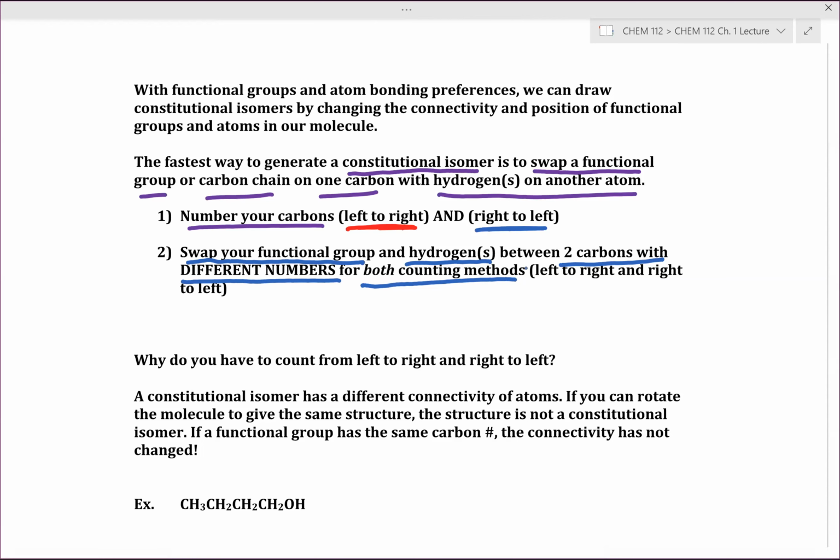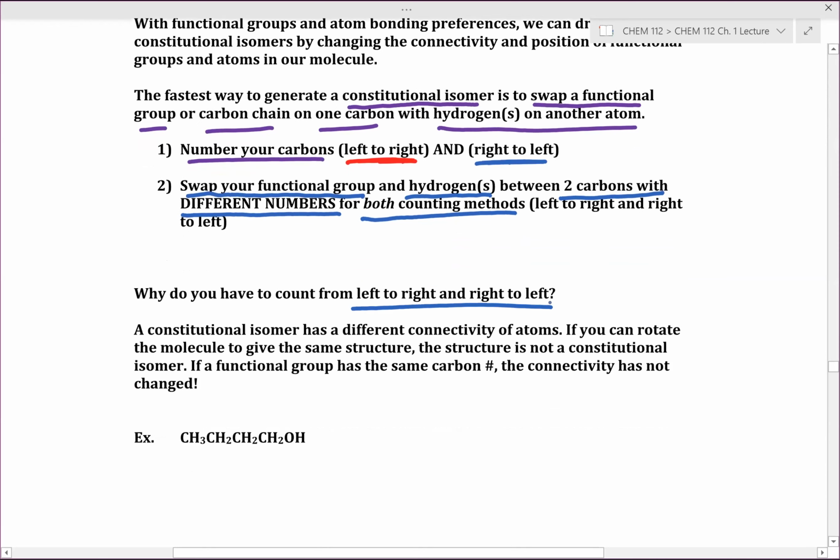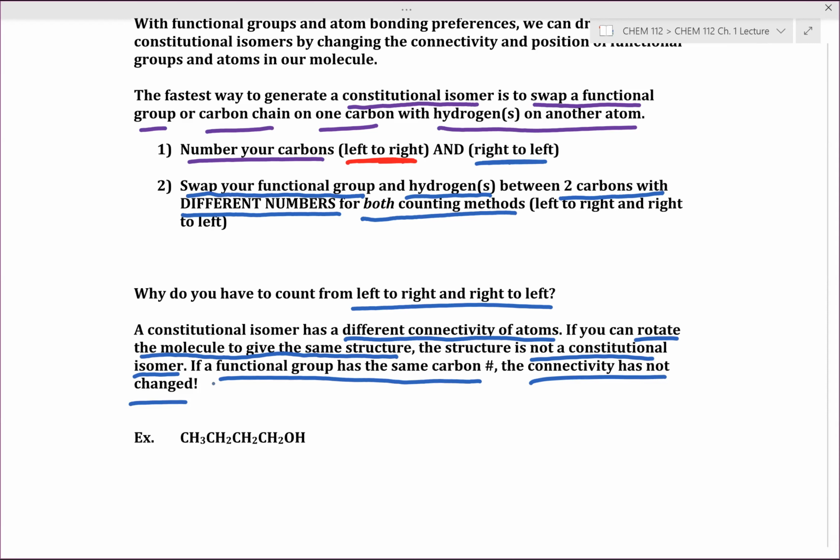And for those who are wondering, why do I have to count from left to right and right to left? What is the purpose behind this count? Well, a constitutional isomer has a different connectivity of atoms, right? We have a different arrangement of bonds in terms of what atoms are connected to what other atoms. If you can rotate the molecule to give the same structure, you do not have a constitutional isomer. So what this counting method does is if your functional group has the same carbon number, your connectivity has not actually changed. You've just rotated your molecule around. So let me show you how this works in practice.